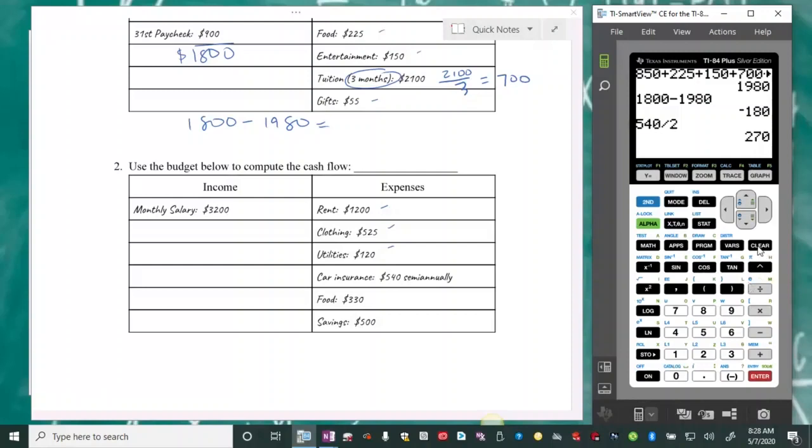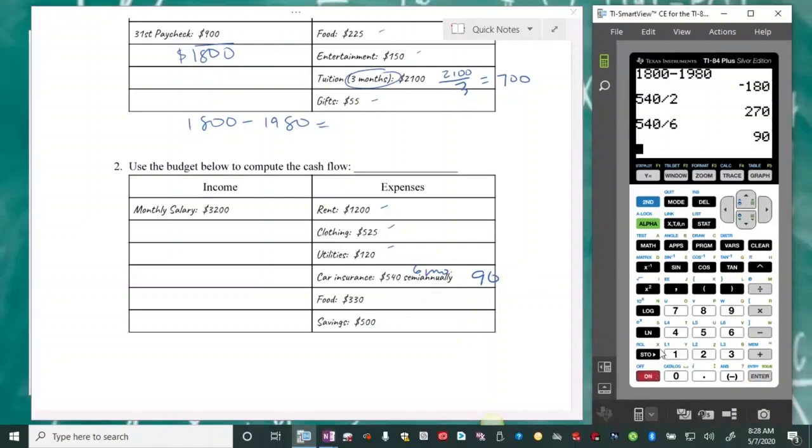I actually want to divide it by 6, right? Because this would be once every 6 months. So I'm going to take 540 instead and divide it by 6. Much better. Okay, $90 is what we pay monthly. So we're going to use 90. Food and savings, those are all monthly. So let's go ahead and add up these expenses.